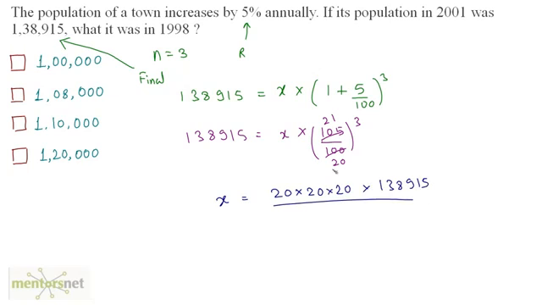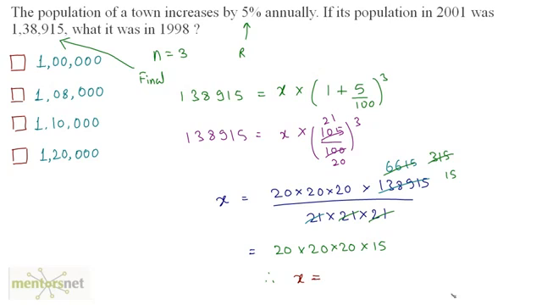1,38,915 divided by 21 cubed. So 21 times 21 times 21. So this is equal to, if I divide 1,38,915 by 21, I get 6,615. And if I divide again this 6,615 by 21, I get 315, and which again divided by 21, I get 15. So I have 20 times 20 times 20 times 15. So therefore the value of x is equal to 1,20,000. So option D is the correct answer.